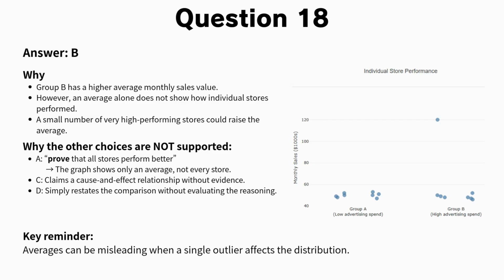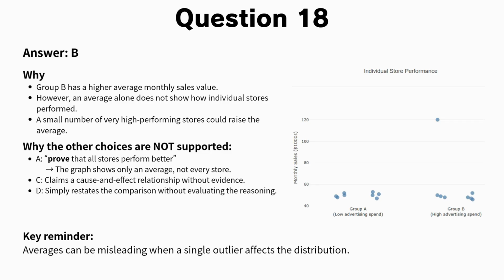Now let's examine why the other choices are not supported. Choice A says the manager's conclusion is correct because higher average sales prove that all stores in Group B perform better. This is wrong because averages don't prove anything about individual performance. Choice C claims higher advertising spending causes lower sales, but there's no evidence for this in the data. Choice D simply restates the comparison without evaluating the reasoning, which doesn't answer what the question asks.